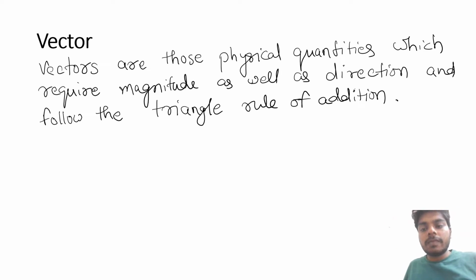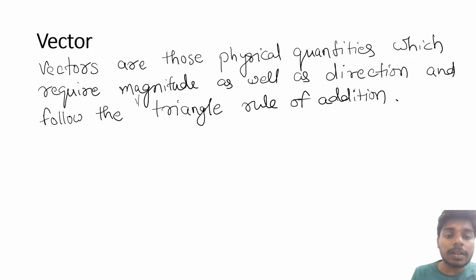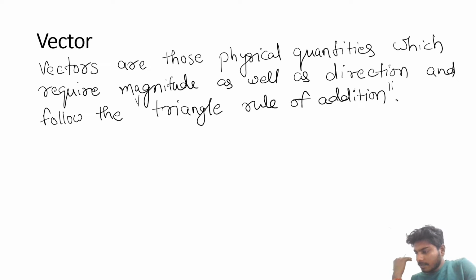Ultimately a vector will have magnitude as well as direction, but those quantities must also follow the triangle rule of addition. Like we have pressure and current, those do not follow the triangle rule of addition. That is why they do not fall into the category of vector. They are scalars because they follow the algebraic rule of addition. The examples are force, momentum, electric field, magnetic field, etc.